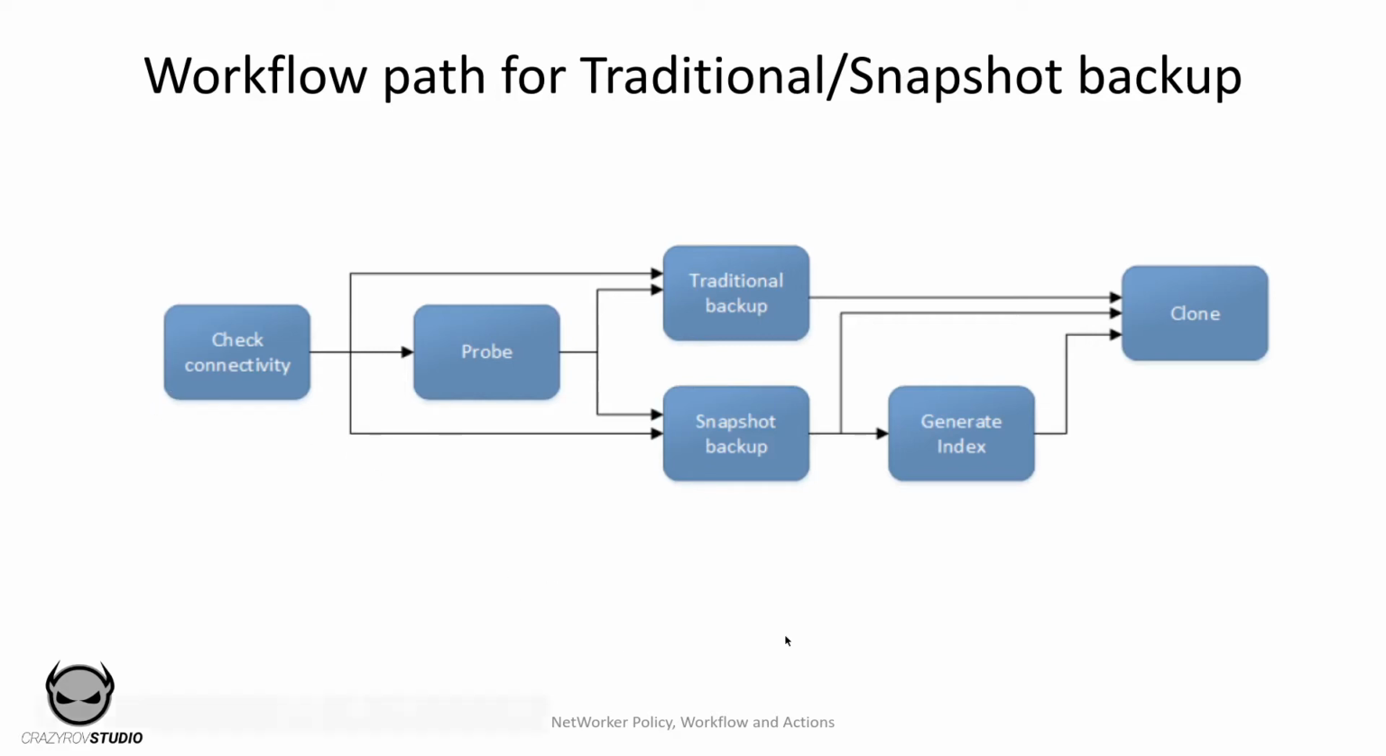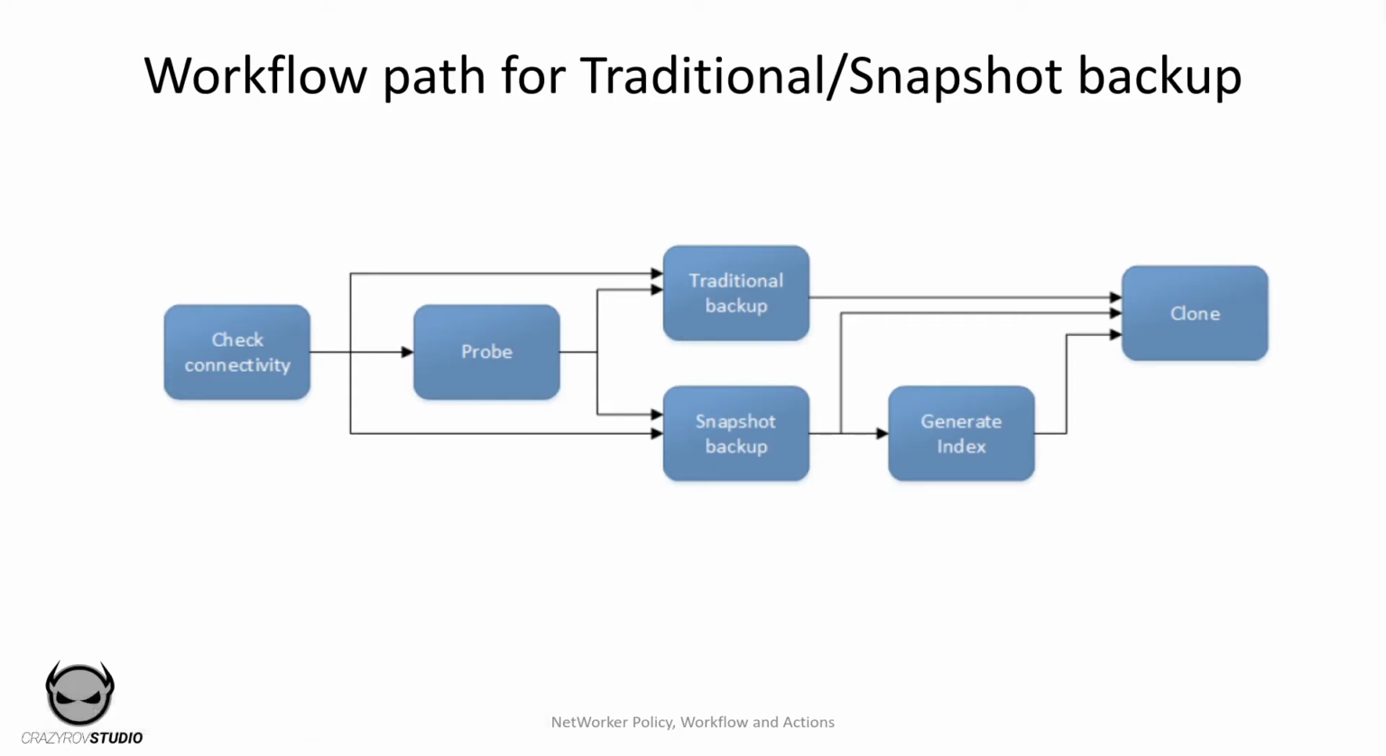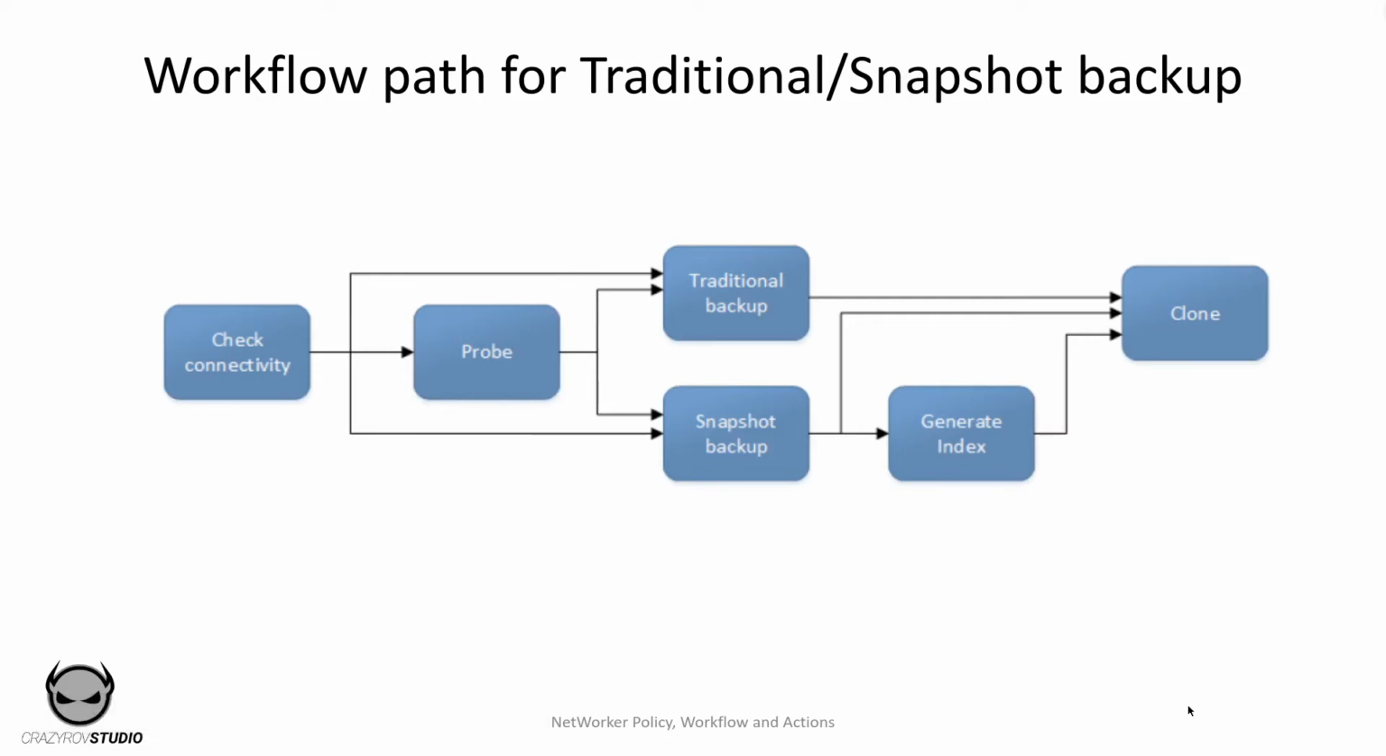So next is a probe. Probe is based on a probe resource that can be configured in NetWorker. It involves a script to be placed on the client which returns a 1 or a 0, indicating if a backup is needed or not. A 0 indicates that a client backup is required, and a 1 indicates that a client backup is not required.